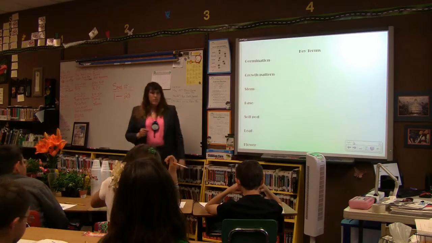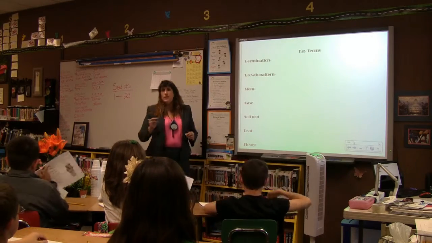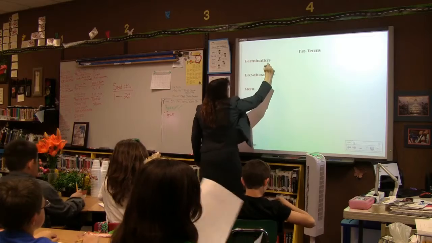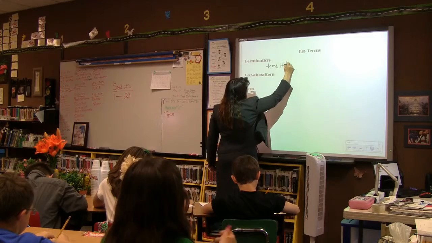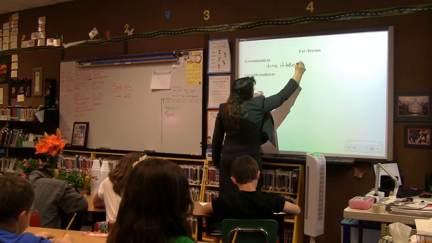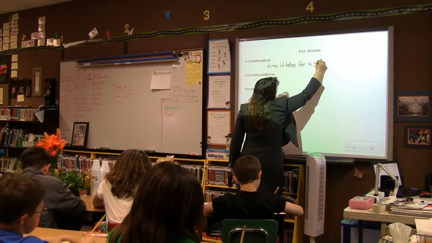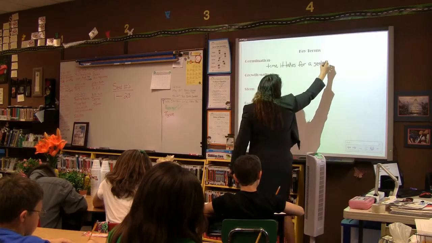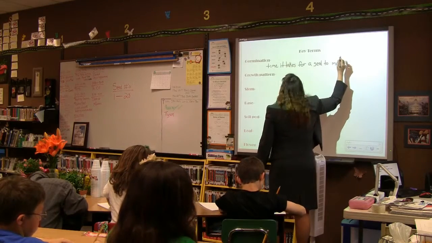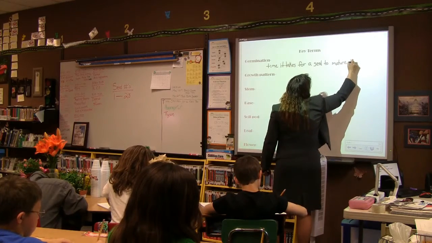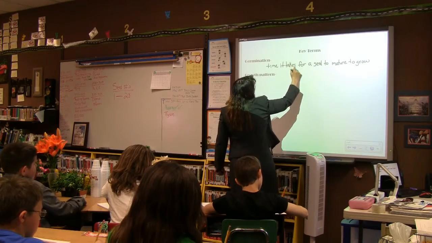Okay, key terms. Germination. So if you want to write down your key terms in your packet, germination is the time it takes for a seed to mature into growth or to open up and start sprouting a plant. So time it takes a seed to mature to grow a plant, okay? That is what we call the germination process.